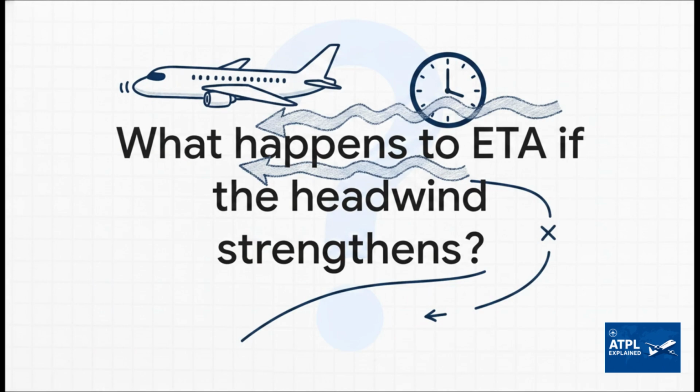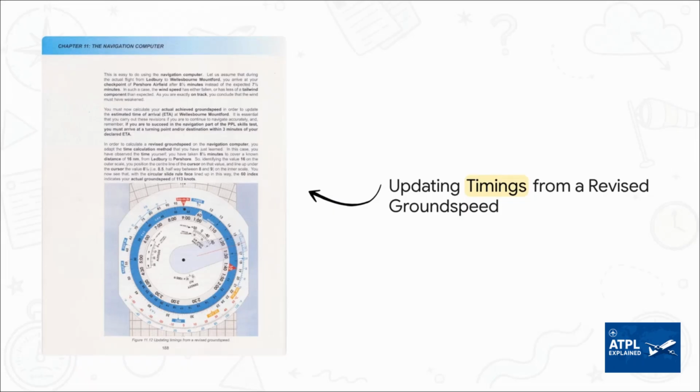What happens to our ETA if the headwind suddenly strengthens mid-flight? Take a quick second to think about the impact of that. The answer? You arrive late. If you get to a visual checkpoint after 8.5 minutes instead of the planned 7.5, well, your ground speed has changed. You have to continuously recalculate your actual achieved ground speed on the nav computer so you can update your ETA for the very next waypoint.